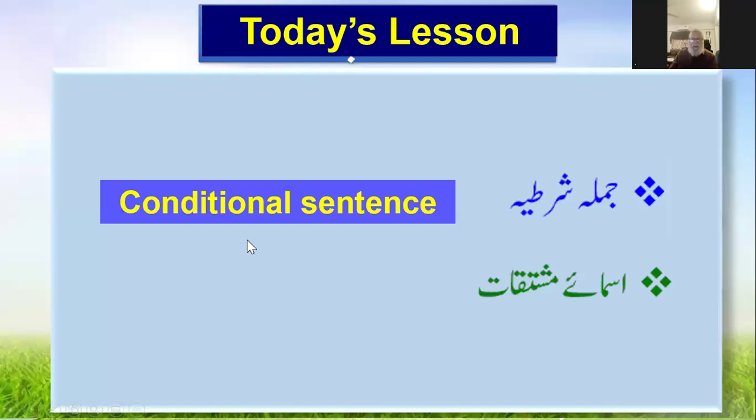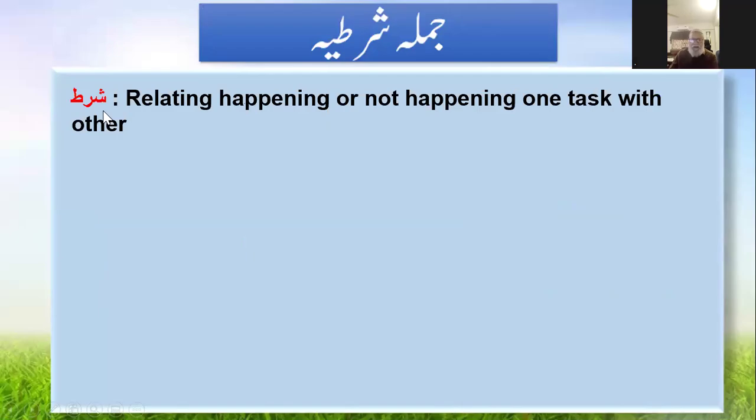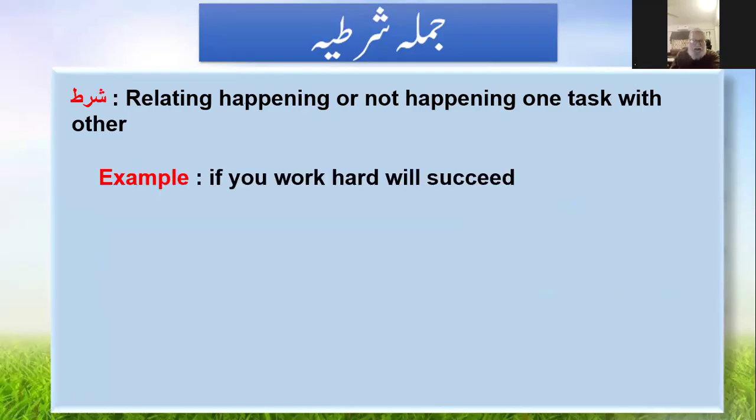Jumla shartiya is called a conditional sentence. The shart, or the condition, relates the happening or not happening of one task with another. There is some task or action which is related to the condition, just like if you work hard, you will succeed. So it's a condition.